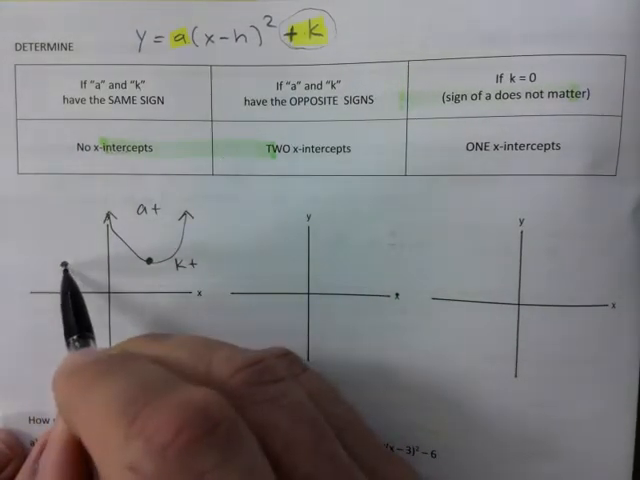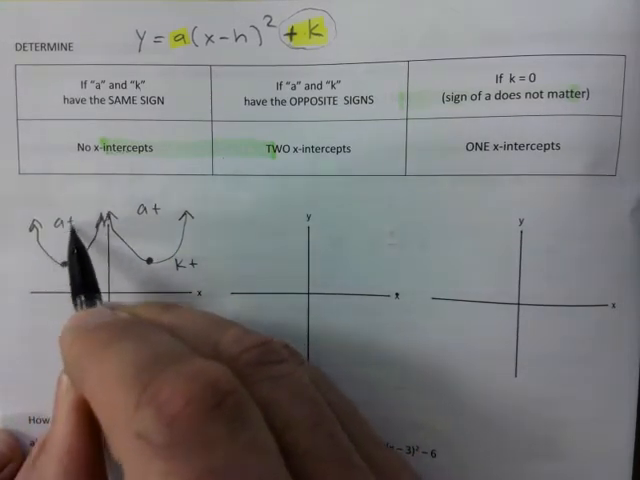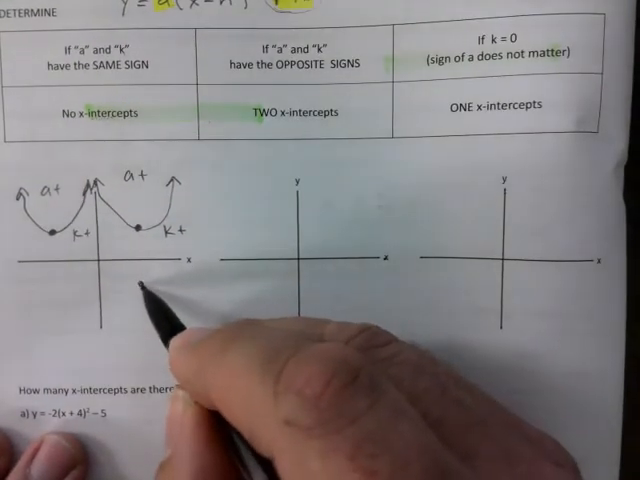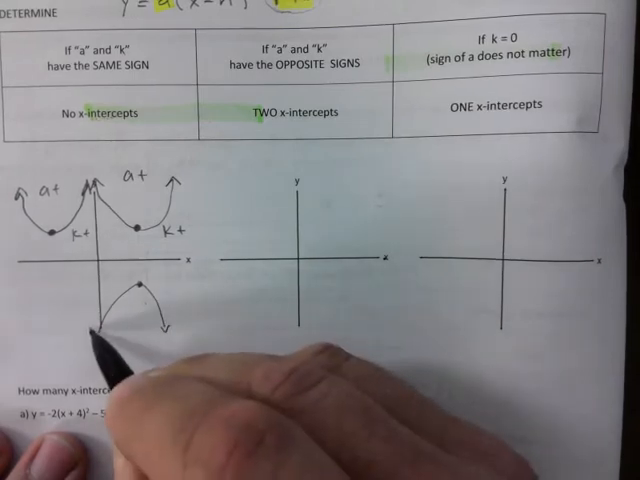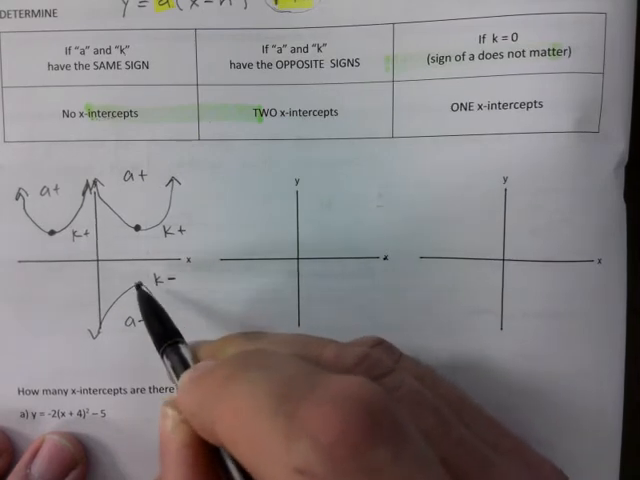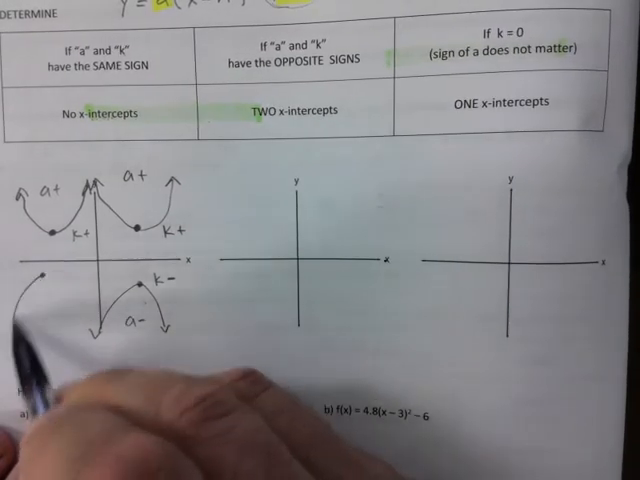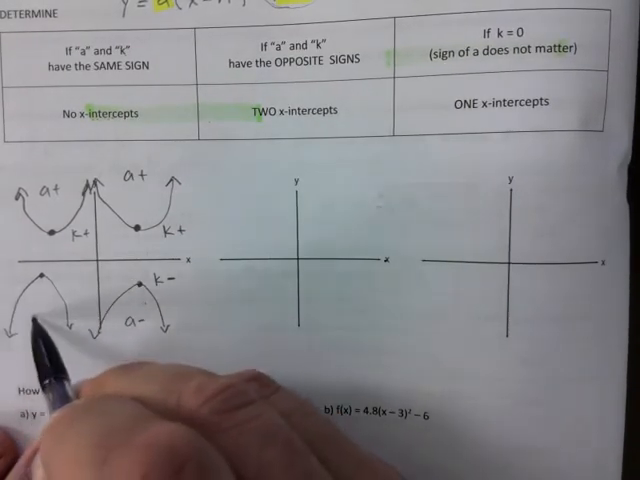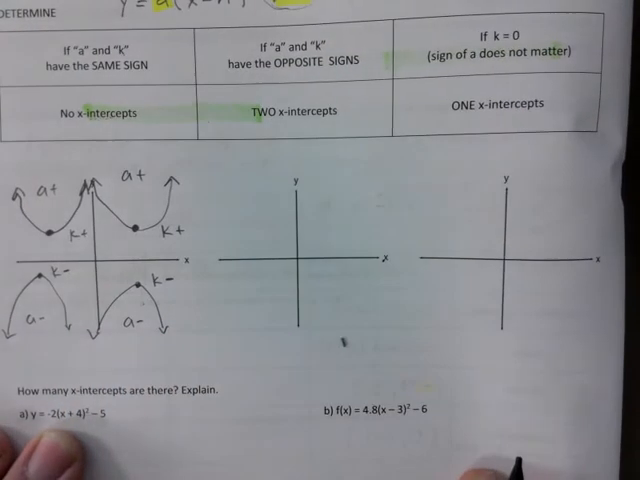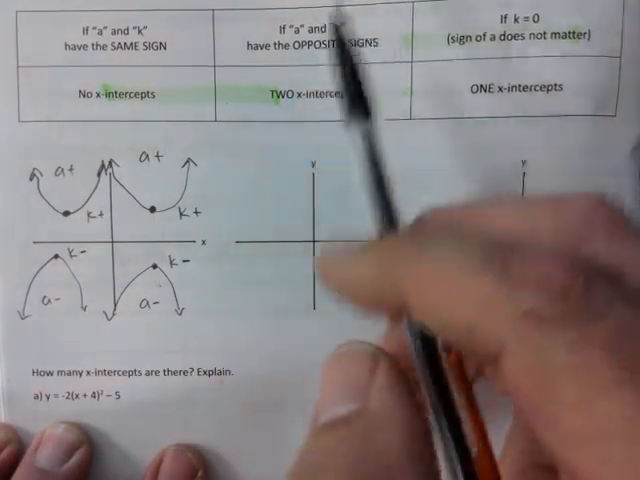Same thing here. If the vertex happens to be on this side, okay, A is positive, K is positive. So no x-intercepts. At the same time, if K is negative and A is negative, right? A is negative because it's pointing down. K is negative because that Y value of the vertex will be negative. Does that make sense, guys? I hope so. So no x-intercepts there.